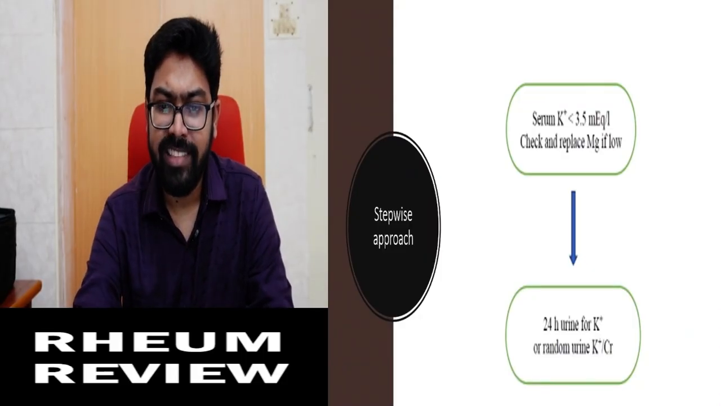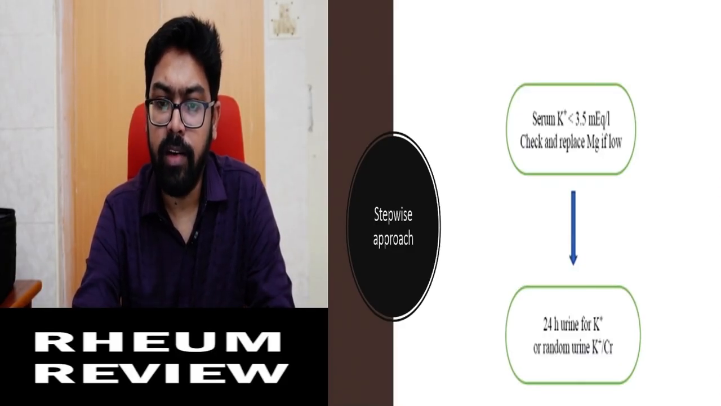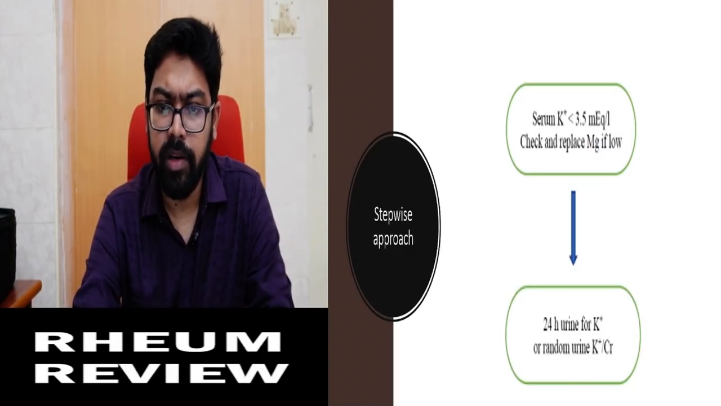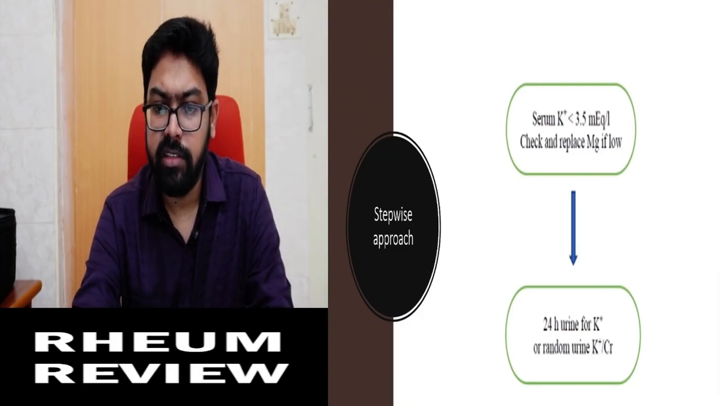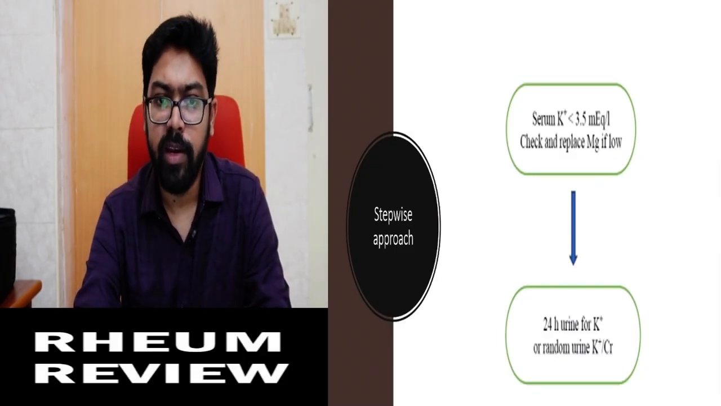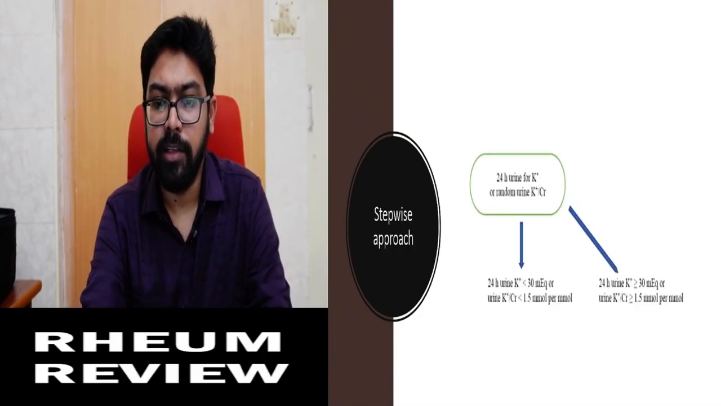Now we will go to the stepwise approach towards hypokalemia. We already discussed that serum potassium less than 3.5 milliequivalent is defined as hypokalemia. For any patient coming with hypokalemia, first we have to rule out hypomagnesemia, so check the serum magnesium levels. Next, the physician's main job is to determine whether the hypokalemia is occurring due to renal loss or non-renal loss. For that, you have to do 24-hour urine potassium or potassium creatinine ratio.